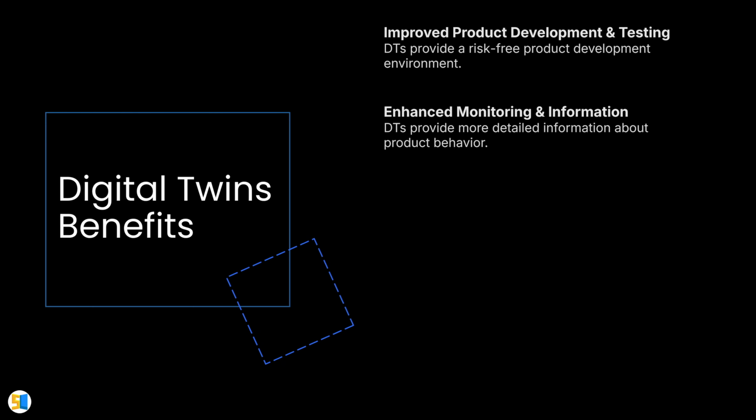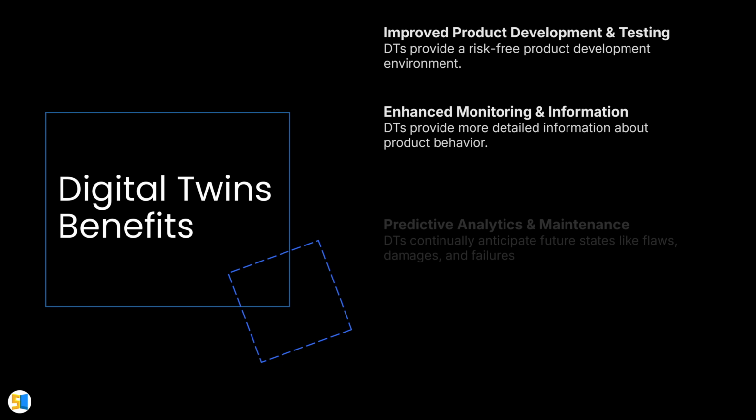Next, enhance monitoring and information. They provide more detailed information about product behavior, making it easier to monitor the state of any part of the system and track complex interactions. They monitor, manage, and improve the functioning of physical systems by replicating their lifetime. They enable companies to quickly detect and solve physical problems.